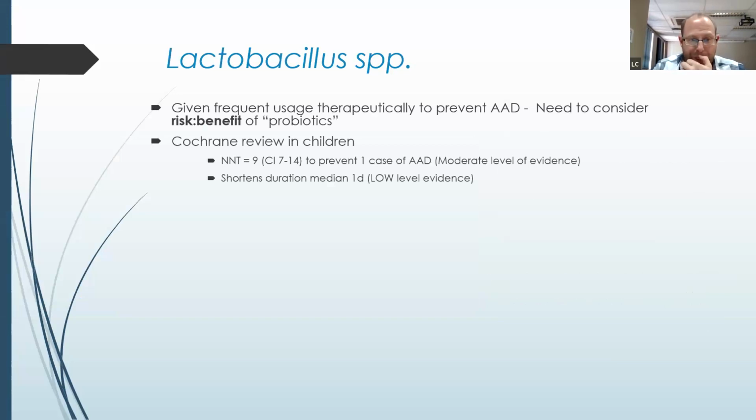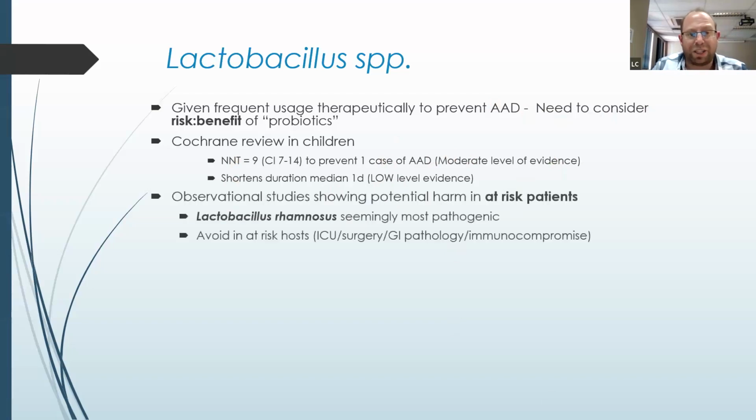So there was a Cochrane review in children, I think about 5 years ago, which came up with a number needed to treat of around 9 children, with a confidence interval of 7 to 14, to prevent 1 case of antibiotic-associated diarrhea. And they graded the level of evidence as moderate. So there's some benefit in terms of symptoms; it shortens the median duration of antibiotic-associated diarrhea. Now, we're not talking about C. diff necessarily. We're talking about the diarrhea that often occurs because of dysbiosis. But again, in children, at least there's some evidence that there is a benefit.